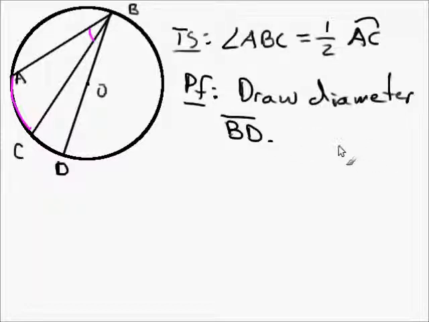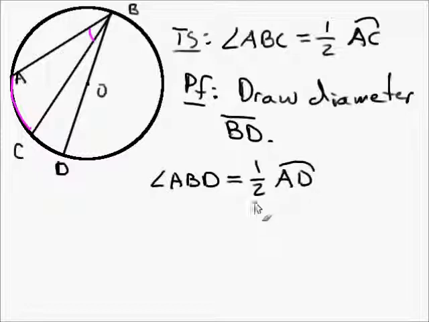Draw diameter BD. Now, we also know we're allowed to use what we've gotten previously, so we know that the measure of angle ABD is equal to 1/2 the measure of arc AD. That's the first part of this theorem that we're trying to prove. We don't have to prove it in here. We can use it.